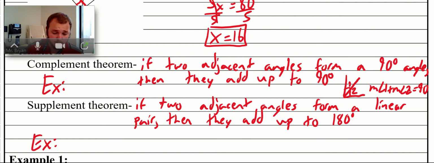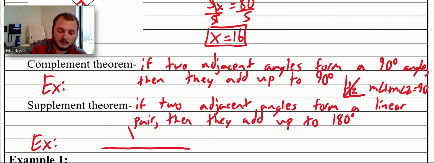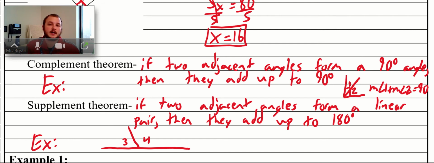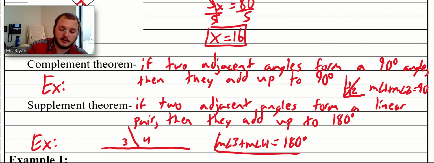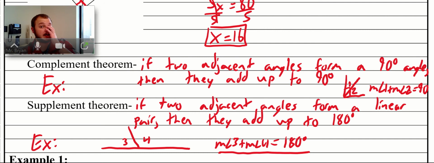All right, for example, if I were to draw this, remember if it's a linear pair, I just need to draw one line and then two angles on it. So let's name these, for the sake of continuity, angle 3 and angle 4. If I gave you a diagram like this, if this was part of your given, then you could just say from this, measure of angle 3 plus measure of angle 4 equals 180 because of the supplement theorem.